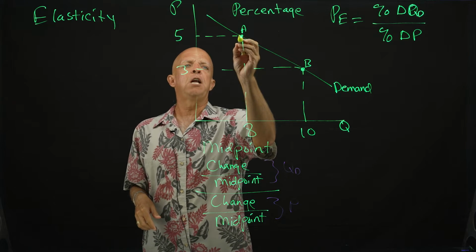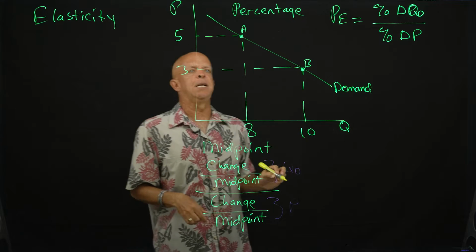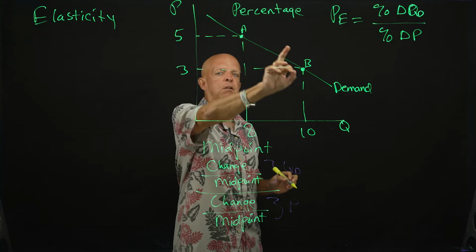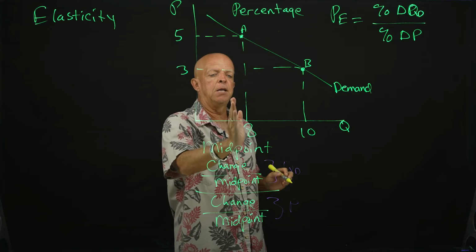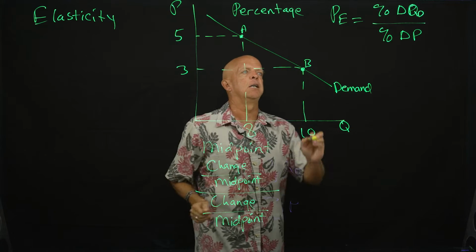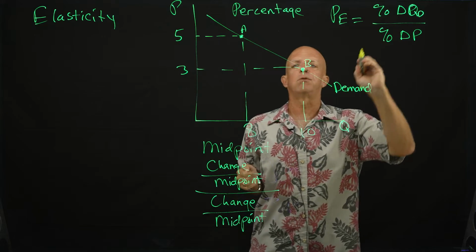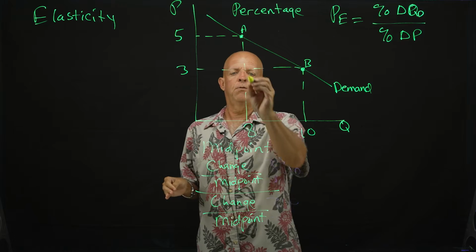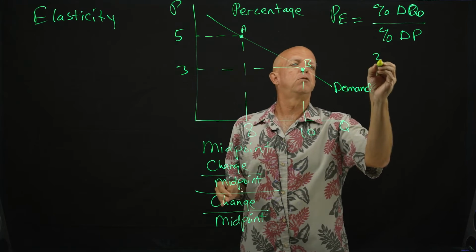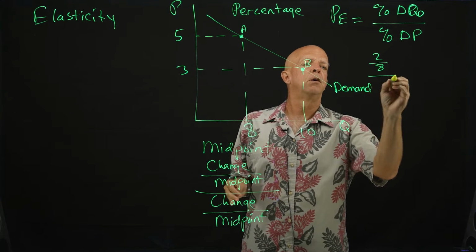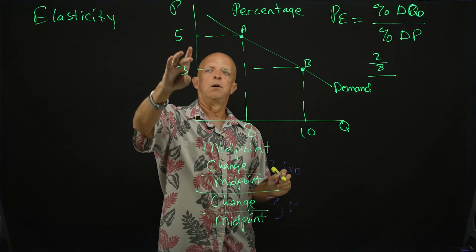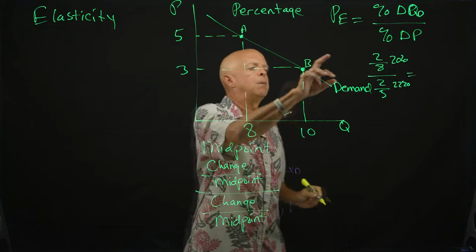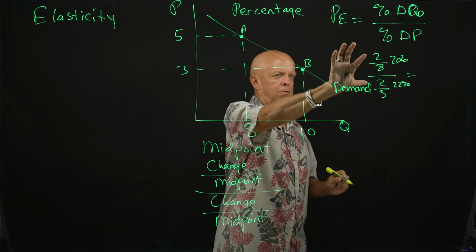So let's say that we are doing a change from A to B, and that would be going from a price that has dropped from $5 to $3, and the quantity goes from 8 to 10. If we were to do the percentage change in quantity demand, starting from this point, it's going to be 2 over 8 over 2 over 5. But the big thing is, let's calculate this number right here.